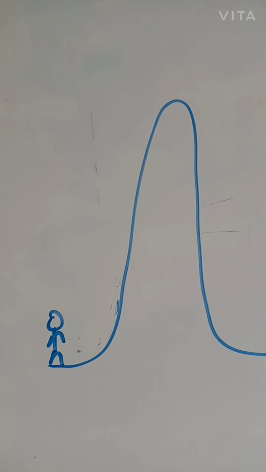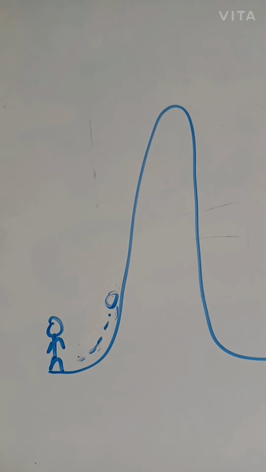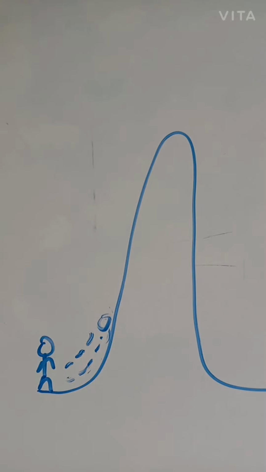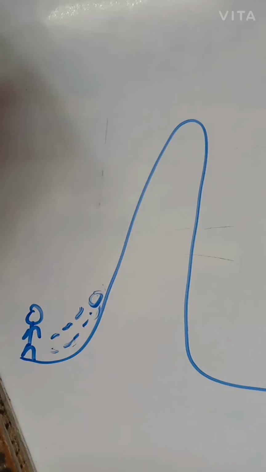Let's follow a more classical approach. When you throw a ball at a hill, it will stop at a certain height and come down. This is because the ball doesn't have enough kinetic energy to overcome the hill's potential energy, and that's why it comes down. But in quantum mechanics, things aren't so simple.